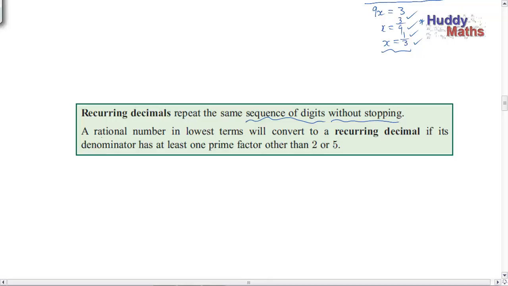So a rational number will convert to a recurring decimal if its denominator has at least one prime factor other than 2 or 5. So what can we say? Well, 1 over 3. 3 does not have a prime factor of 2 or 5. It's got a prime factor of 3. And here, what's another one? Well, let's take 4/15. It's got a prime factor of 5, but also 3. And if it's got another prime factor other than 2 or 5, it will give a recurring decimal. In other words, there'll be a set of digits that will keep repeating.